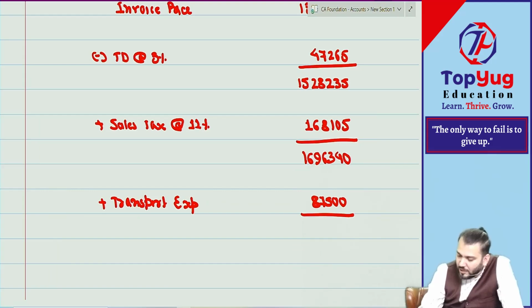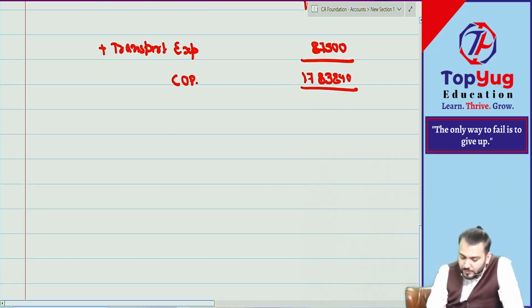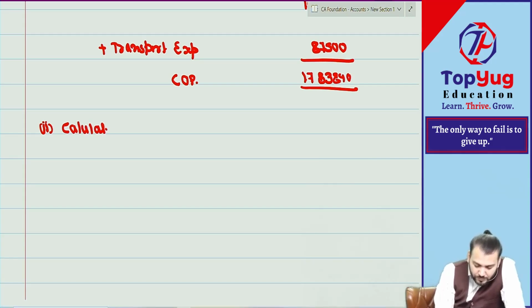So 87,500 becomes how much? 17,83,840. Correct? So this becomes cost of purchase. Now it becomes similar to the previous question. Now you can do it on your own. Now you calculate: calculation of GP margin or GP ratio also you can say.